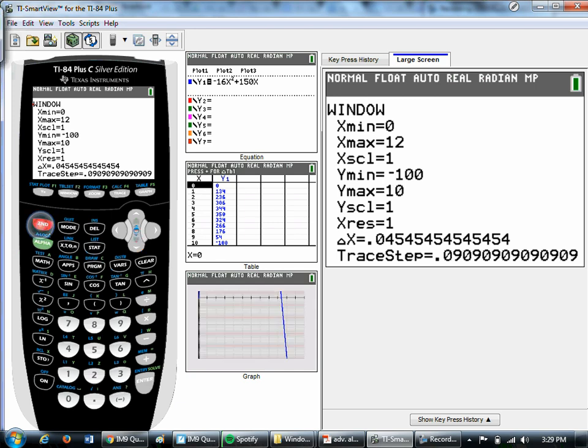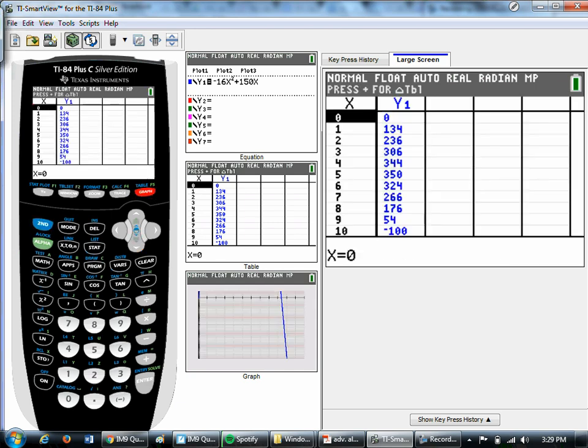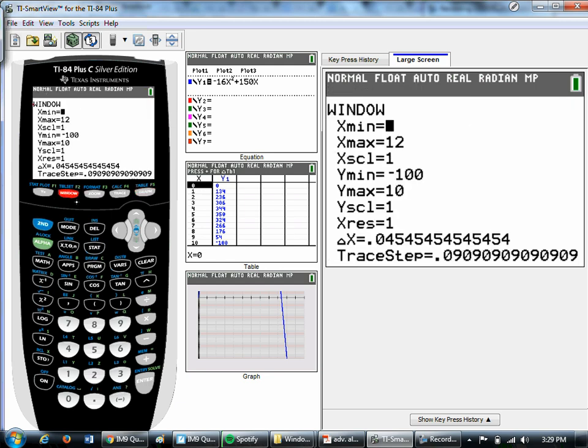So I'm going to go back to my table. You should know how to do that by now. And at your table, you can see that at 5 seconds, it looks like the rocket might be at its maximum at about 350. So my y needs to go up to at least 350. We're going to go a little bit more, maybe say 400, just to be safe. So I'm going to go back to my window, and I'm going to make my y max 400.